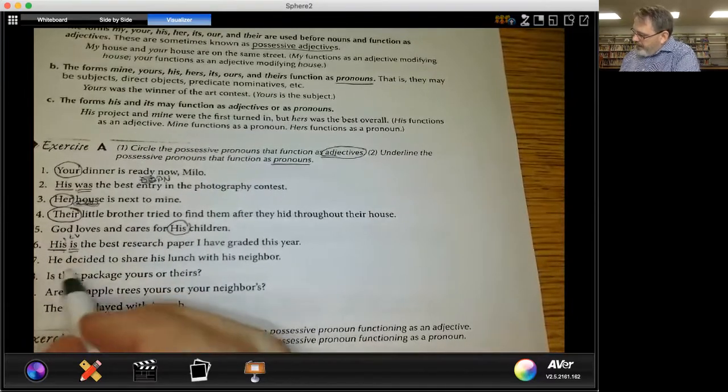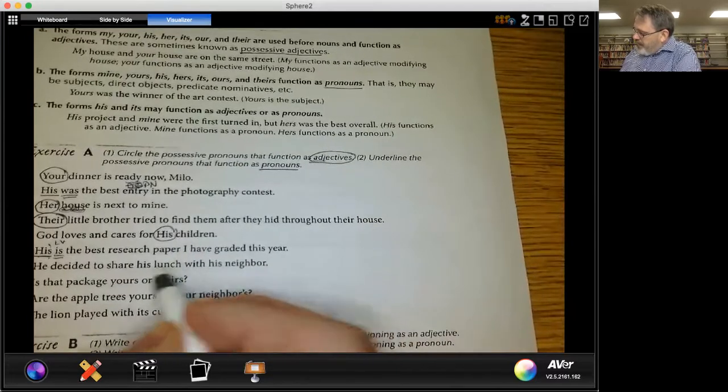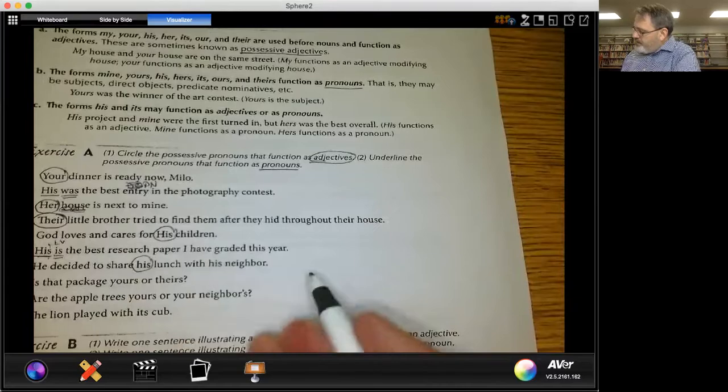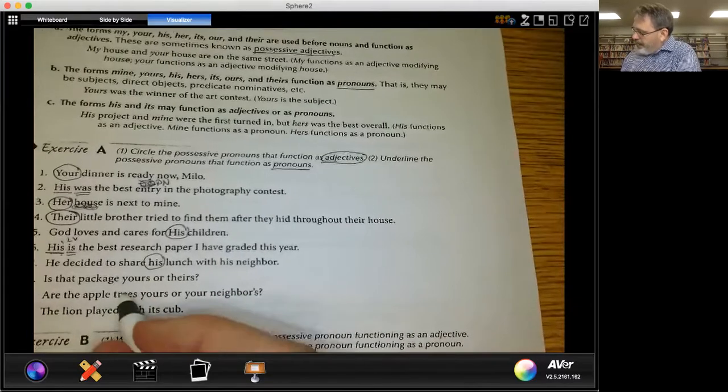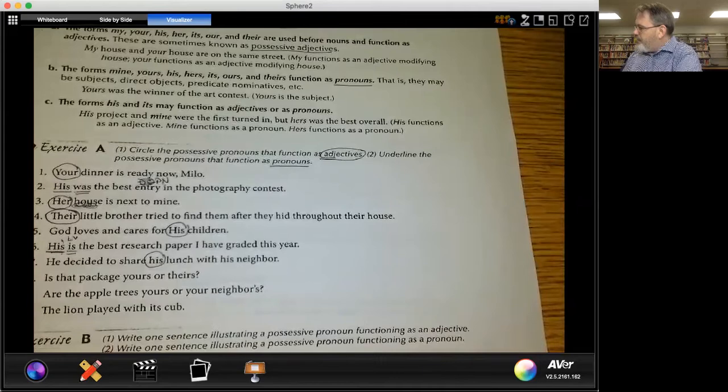Okay. He decided to share his lunch with his neighbor. Well, lunch is the noun. His is describing lunch, so that's an adjective. Whose lunch? His lunch. Is that package yours or theirs? Okay, this is the first use of yours and theirs.